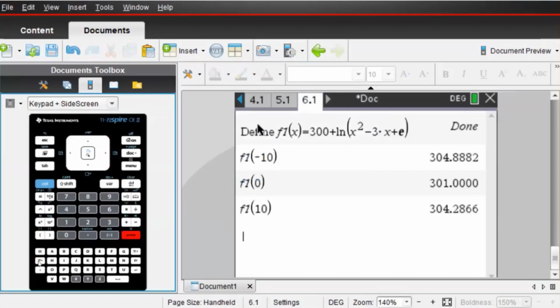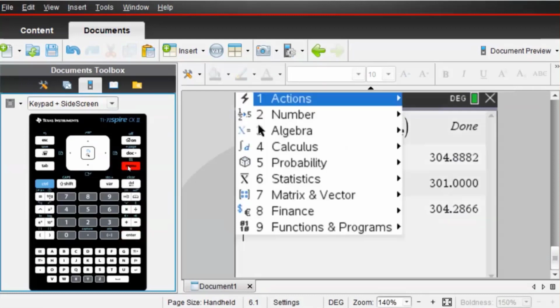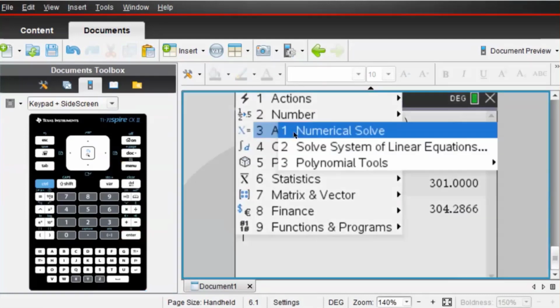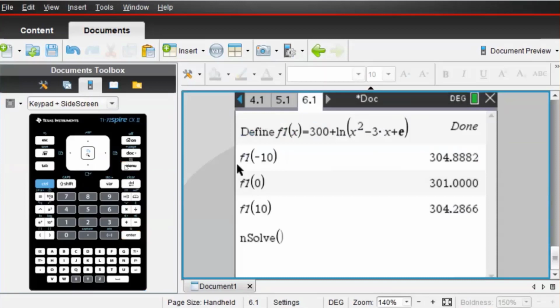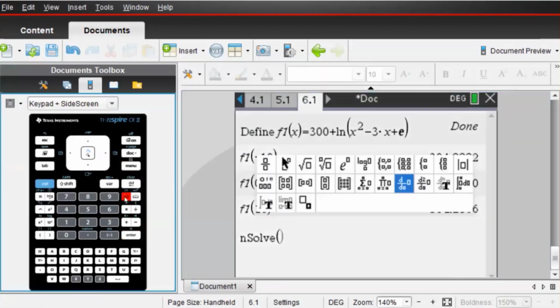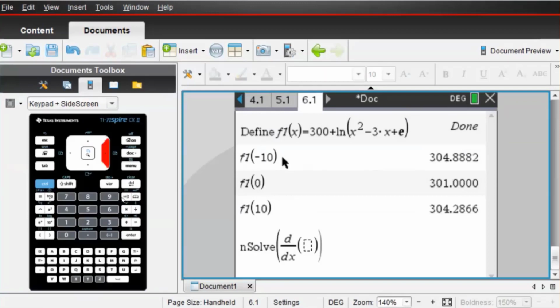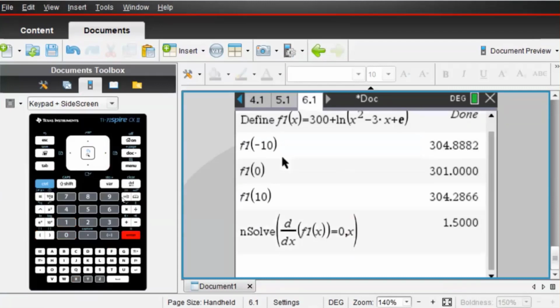Okay, so where is my turning point going to be here? Well, let's use the calculator to find that. Let's go menu, algebra, numeric solve, but I want to solve where the gradient is equal to 0. All right, let's do it from the template. It's probably easier. Numerically solving the derivative of f1 of x equals 0 for x, 1.5. So it looks like my turning point occurs when x is equal to 1.5.